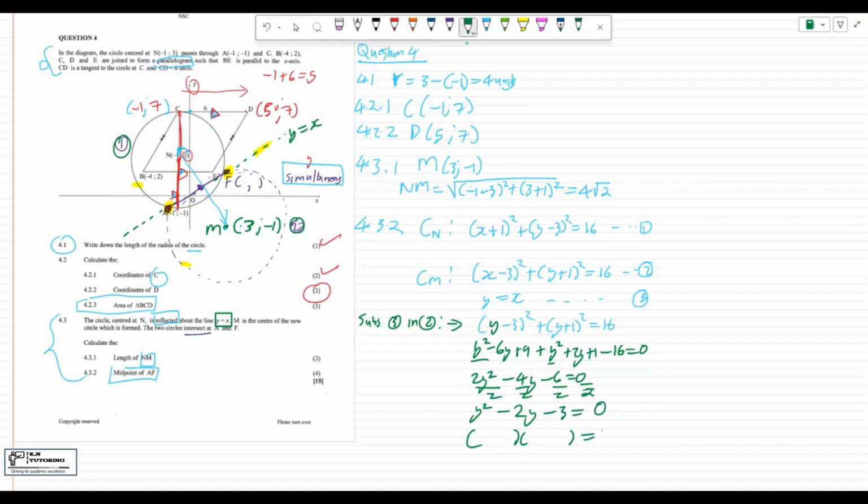Factorization: y, 3, 1. The bigger number takes the sign of the middle term. The bigger number is 3, minus plus, therefore y equals 1 or y equals 3. Now let's pause here and analyze this. What does this mean? It means that we've got two y values, okay?